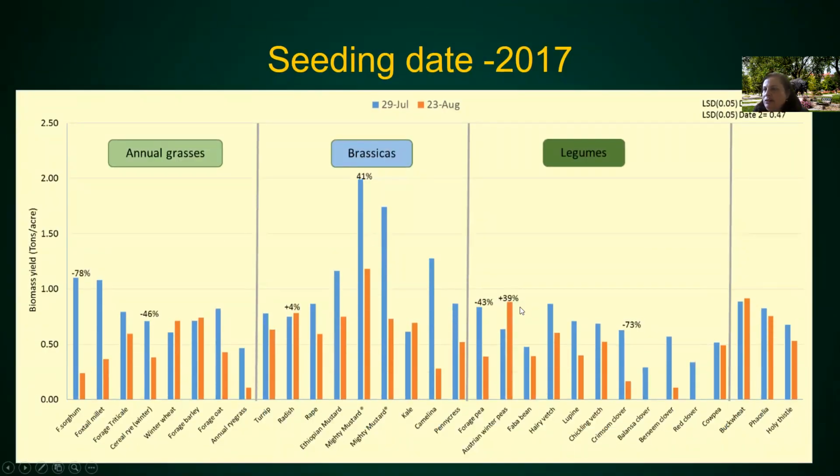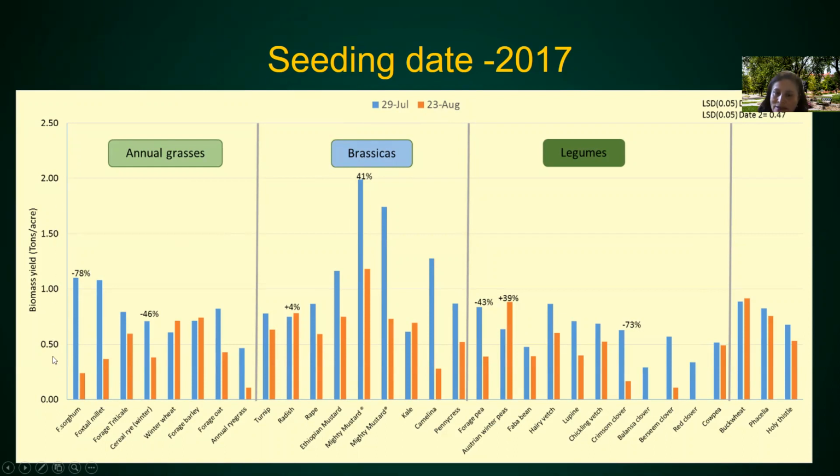Another important factor in how much nitrogen is in the biomass of cover crops is the seeding date, which drives growth. It also depends on the crop species and when we plant them. In this graph, we have many different cover crops, annual grasses, brassicas, legumes, and other families, planted on 2 dates, July 29th and 3 weeks later, August 23rd. The blue bars indicate the first date, and here we see the biomass that these crops produce.